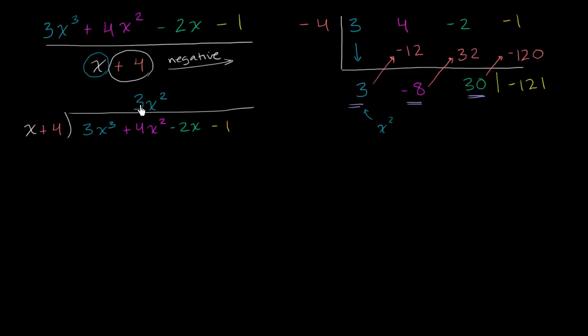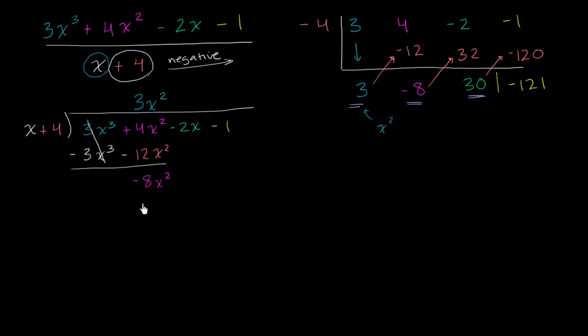Now let's take this 3x squared and multiply that times x plus 4. So 3x squared times x is going to be 3x to the third. And 3x squared times 4 is going to be 12x squared. And now we'll want to subtract this. So now we subtract this out. And we are left with, these guys cancel out, and you have 4x squared minus 12x squared. And so that will give you negative 8x squared.